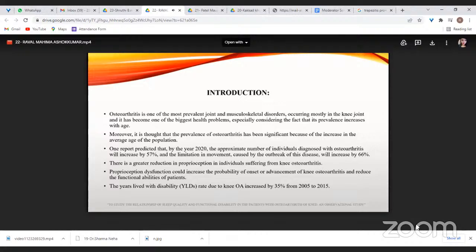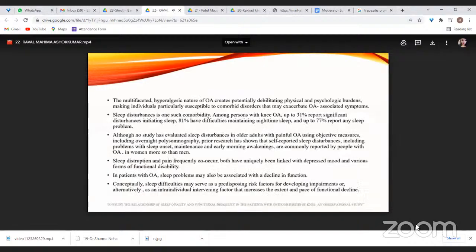And there is a greater reduction in proprioception in individuals suffering from knee osteoarthritis, so there is increased probability of the onset or advancement of knee osteoarthritis and reduced functional abilities of the patient. The years lived with disability rate due to knee osteoarthritis increased by 35% from 2005 to 2015. The multifaceted hyperalgesic nature of osteoarthritic changes creates potentially debilitating physical and psychological burdens, making individuals particularly susceptible to comorbid disorders that may exacerbate the OA-associated symptoms.